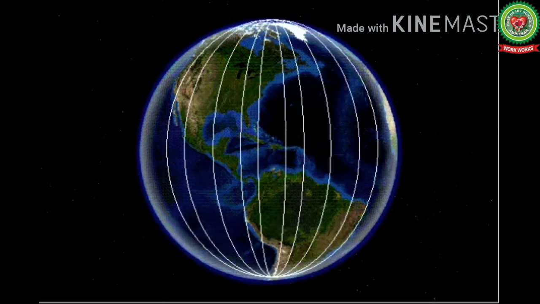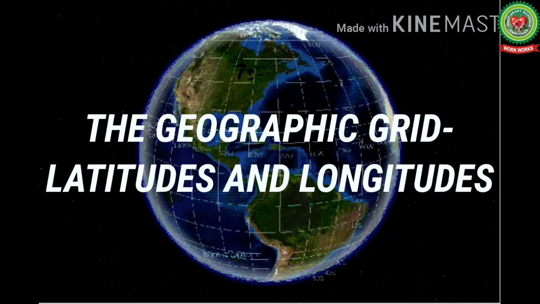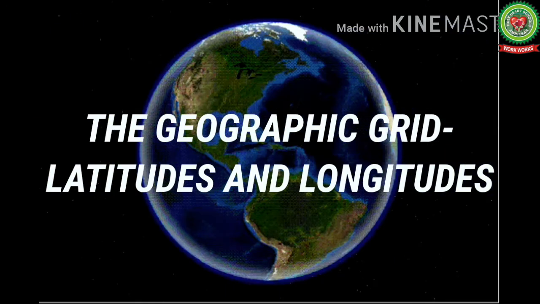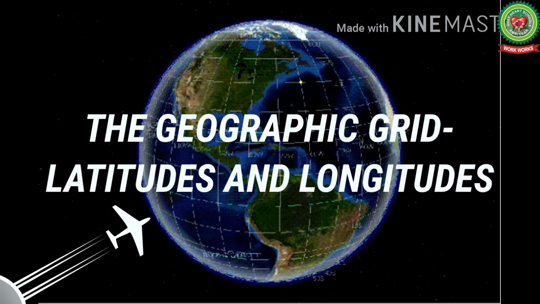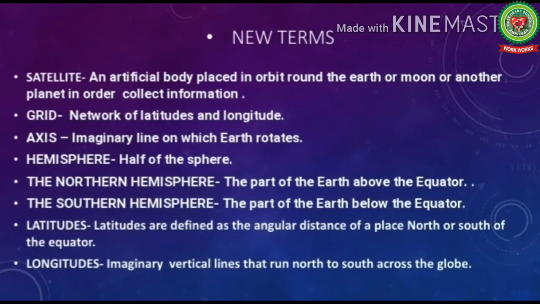Today, we are going to start with our chapter, the Geographic Grid, Latitudes and Longitudes. In this chapter, we will be learning about the concepts of latitude, longitude, and the network formed by their intersection, known as grid. While going through above topic, we will be learning some new words.